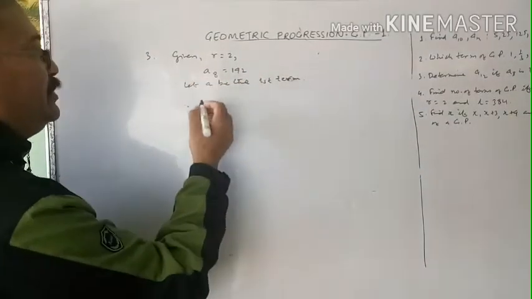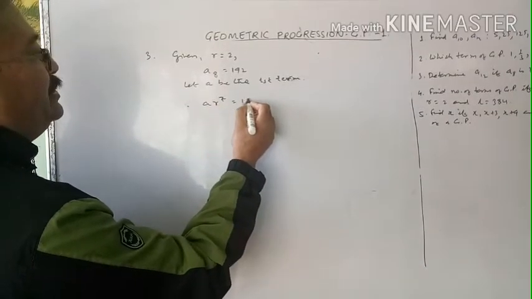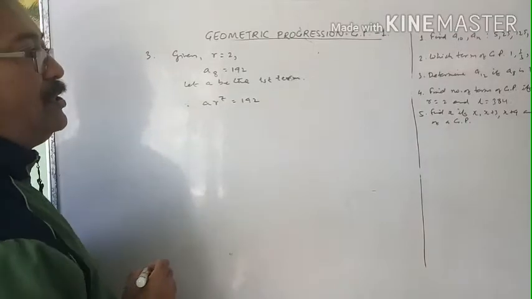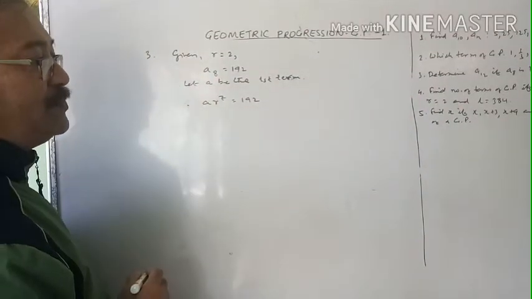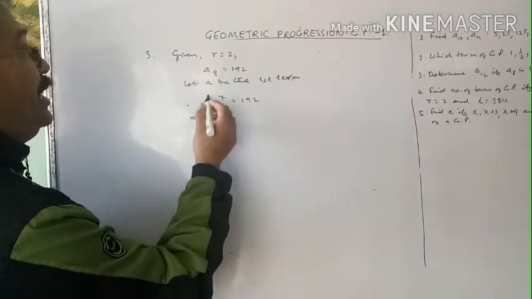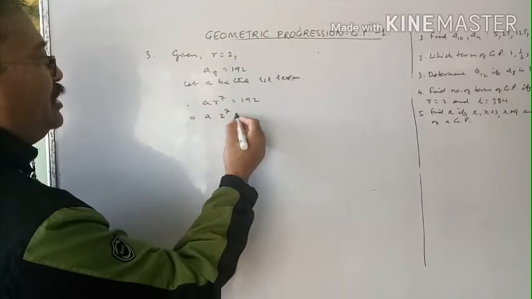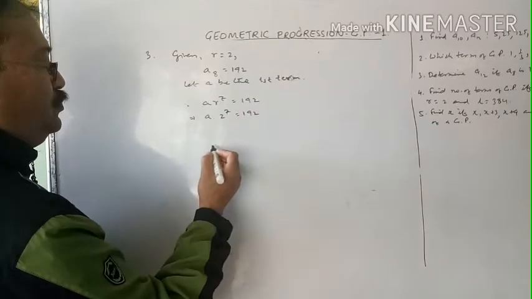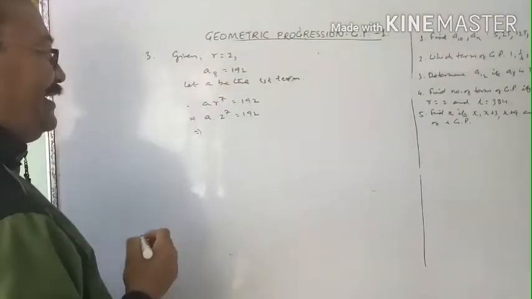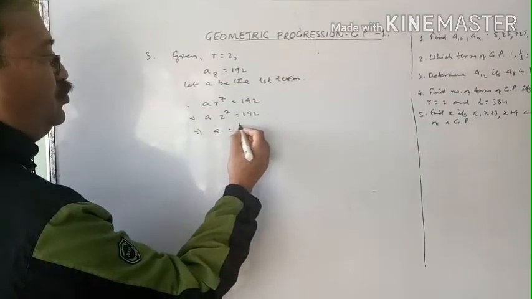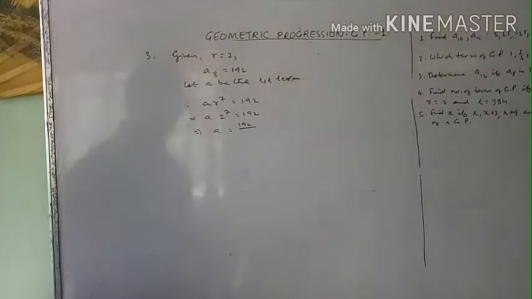Then A8 means what? A r to the power 7 equal to 192. Because for A8 the power is 1 less than the number of terms. So we know the value of R, so that is A into 2 to the power 7 equal to 192. From here we can find the value of A. So A is equal to 192 by 2 to the power 7.